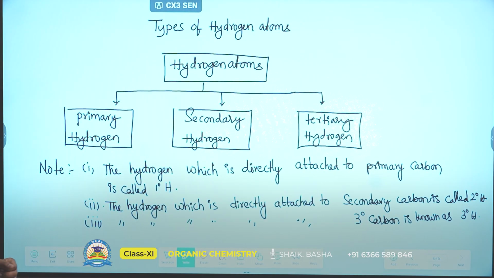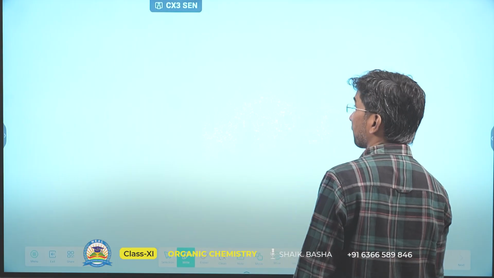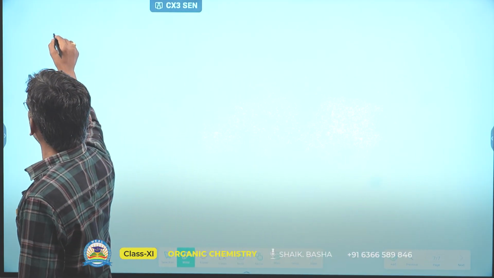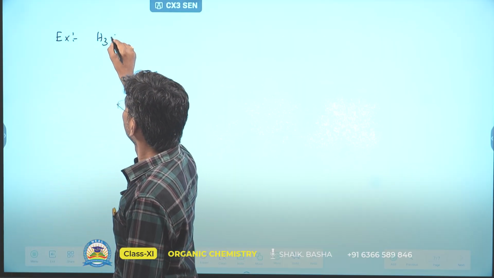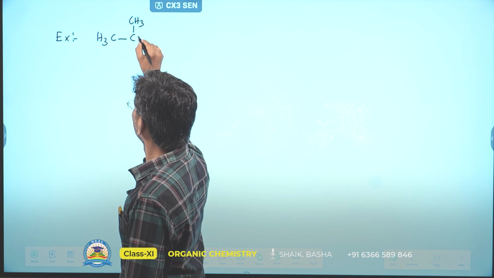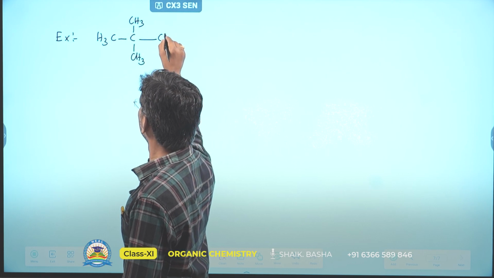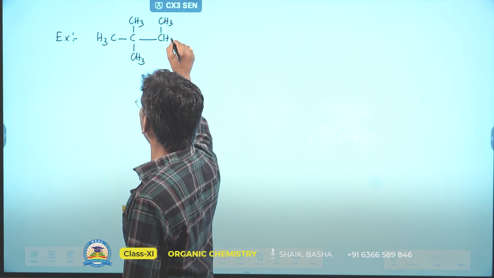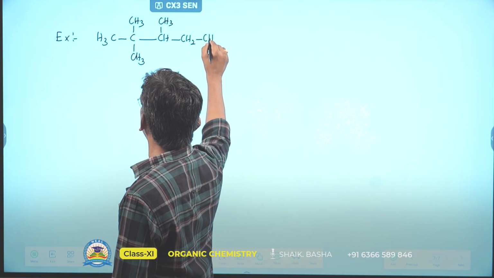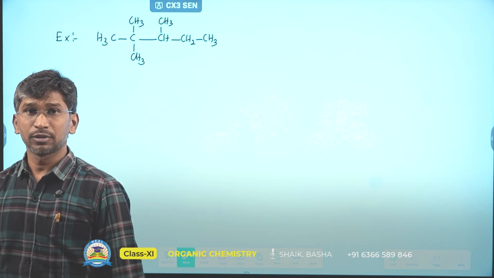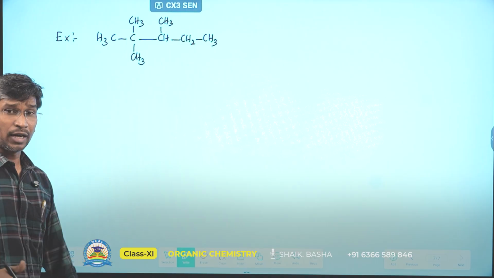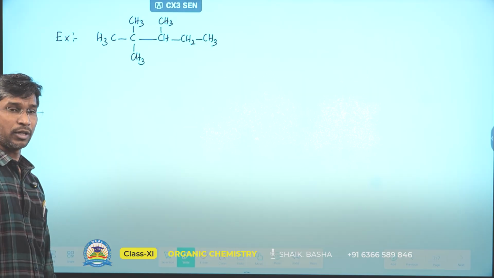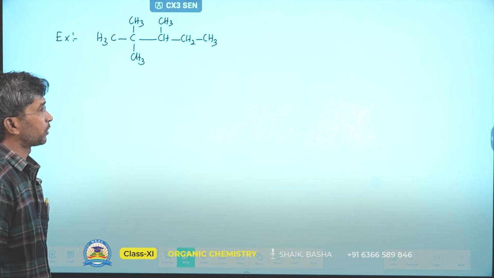Some examples we'll discuss. So what is the name of the compound in nomenclature, we'll discuss. Now we can identify the number of hydrogen atoms, the number of primary hydrogens, secondary hydrogens, and tertiary hydrogens. First of all we can identify the primary carbon, secondary carbon, tertiary carbon, and quaternary carbon. Then we can easily identify the types of hydrogen atoms.